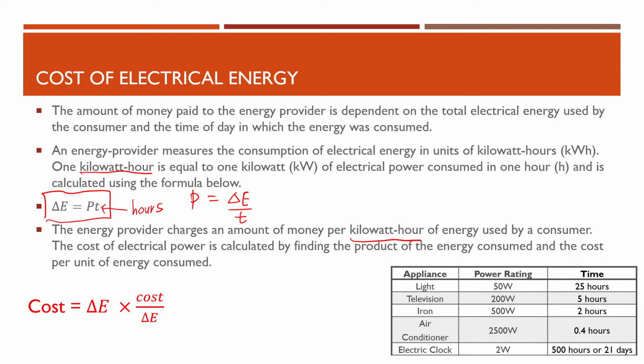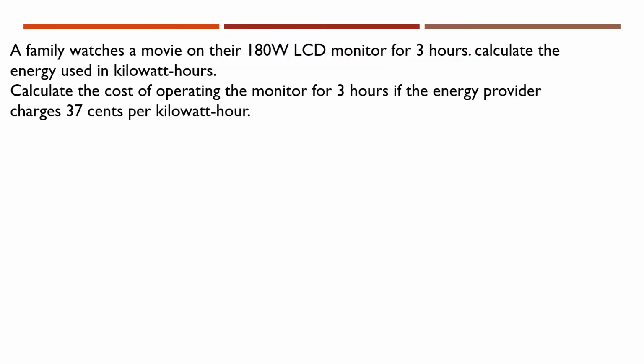So, for example, light, power rating 50 watts, 25 hours; television 200 watts, 5 hours; iron 500 watts, 2 hours, and etc. So that's the approximate time to use 1 kilowatt hour. These are all 1 kilowatt hour, and that's how much time you can use each for, because they're different power. Alright, so let's actually have a go at this one. So they use it for 3 hours. So I would put T as my 3 hours. Your price is 30 cents per kilowatt hour.